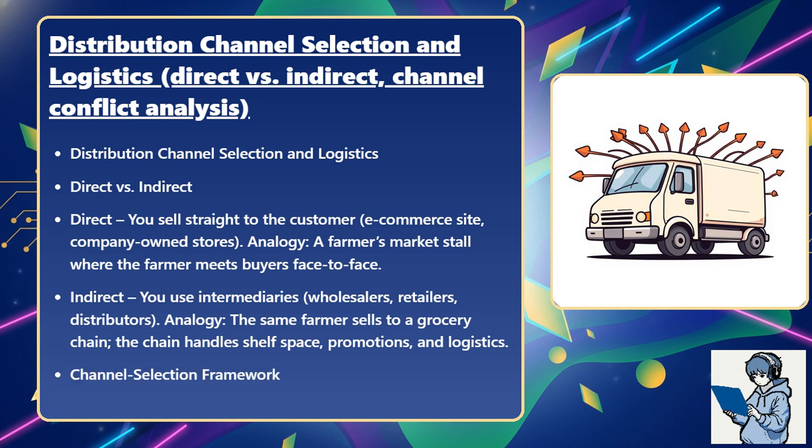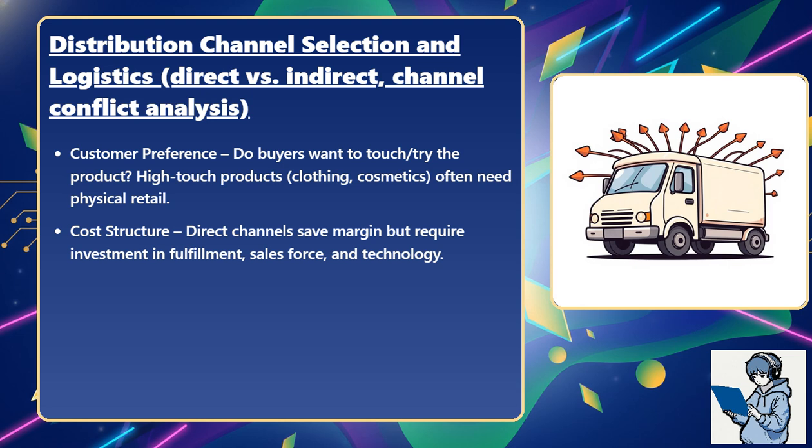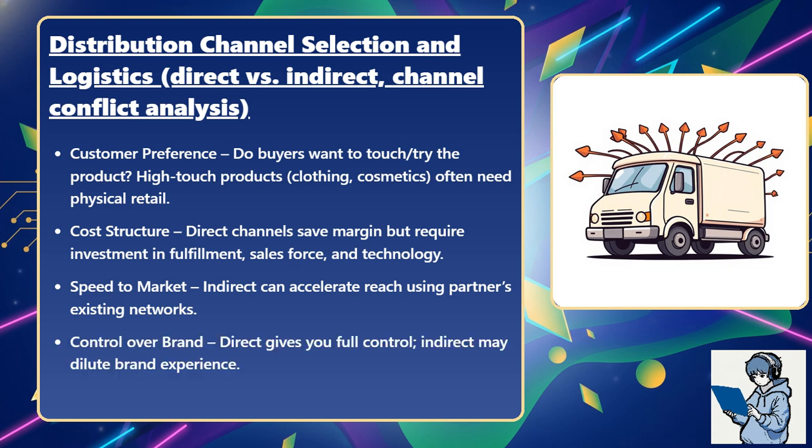Channel selection framework. Customer preference: do buyers want to touch or try the product? High-touch products, clothing and cosmetics, often need physical retail. Cost structure: direct channels save margin but require investment in fulfillment, sales force, and technology. Speed to market: indirect can accelerate reach using partners' existing networks. Control over brand: direct gives you full control, while indirect may dilute brand experience.